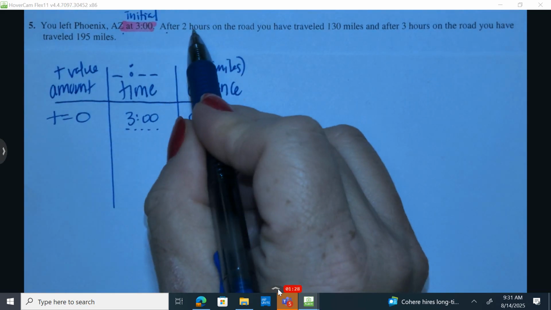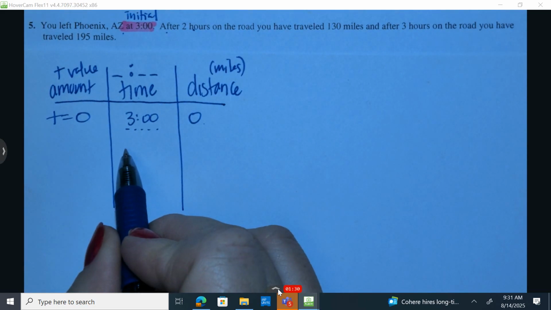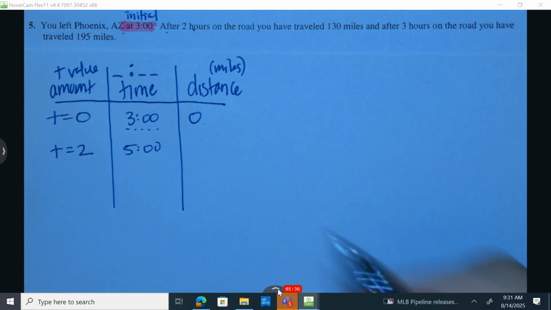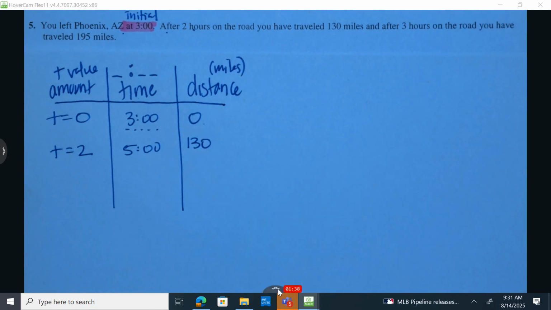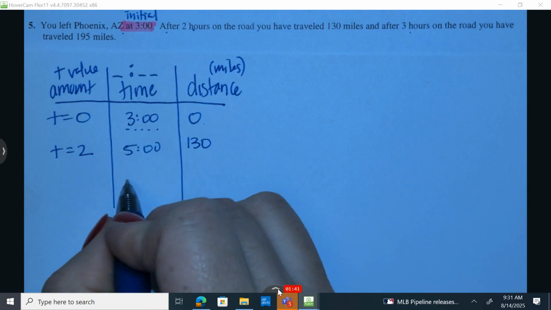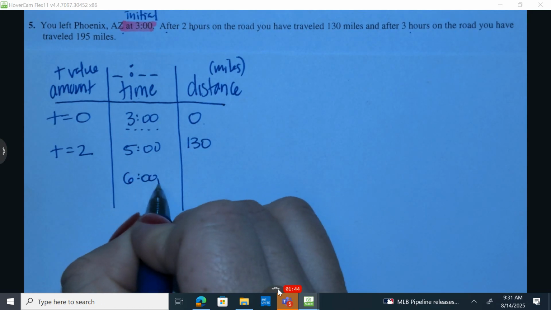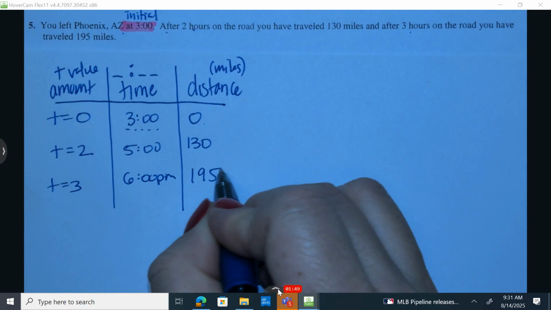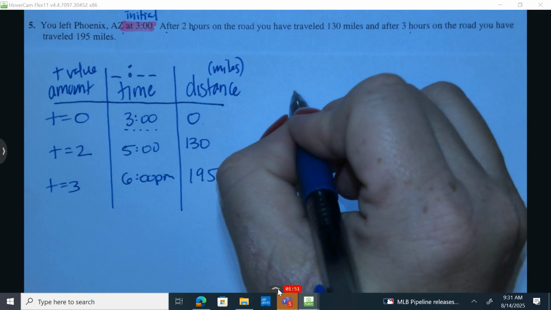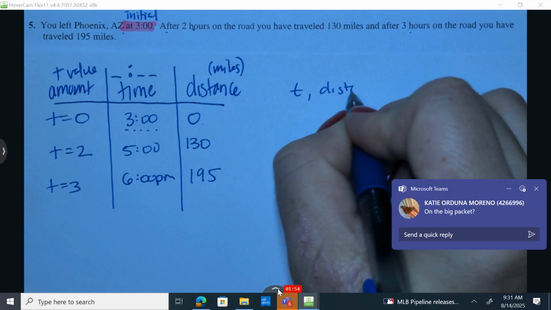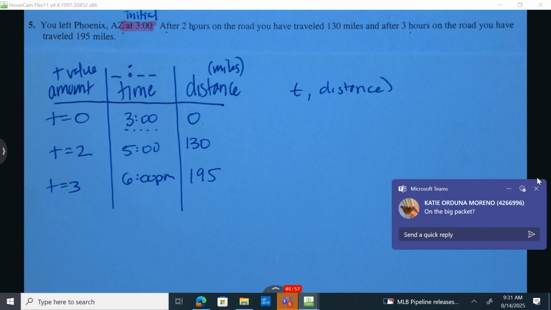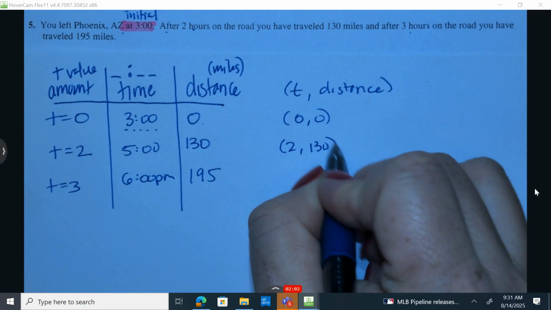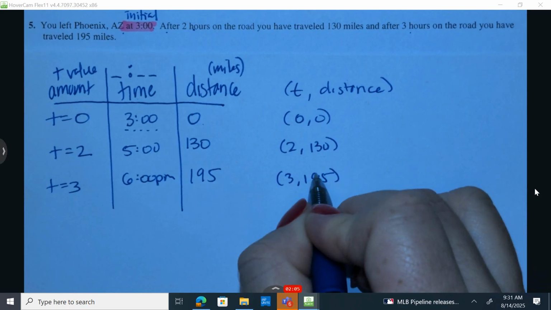So, ready? 2 hours later. Well, what time would it be 2 hours later? 5 o'clock. And now T is 2 hours later. You've traveled 130 miles. 3 hours later, well, 3 plus 3 would be 6 o'clock p.m. You've gone 3 hours, and that is going to be on the road for 195. Now, when you write an ordered pair, it's going to be a T value followed by a distance. So I'm going to write 3 ordered pairs right now. So it's going to be (0, 0), (2, 130), and (3, 195).